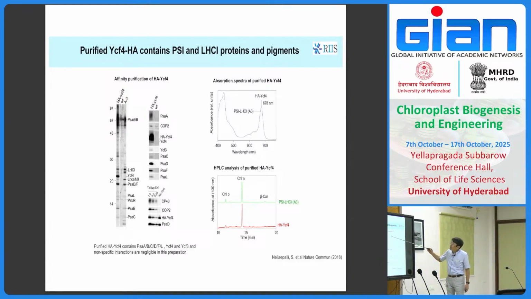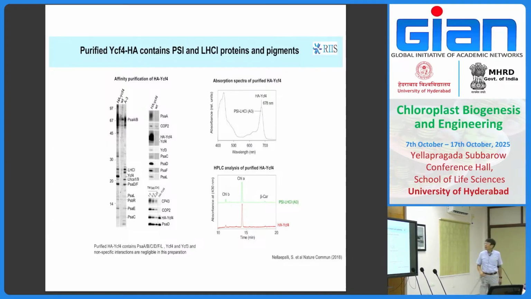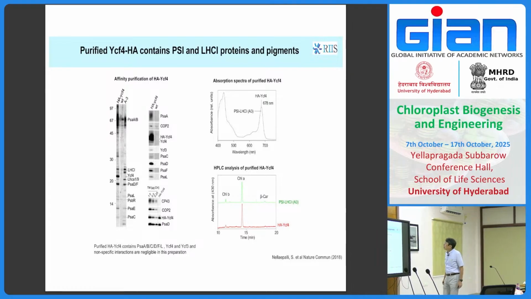And also the peak of the red region is 678 nanometers. This is the typical absorption peak of photosystem 1. Photosystem 2 is 670 nanometers, so this is not PS2. LHC1 or 2 is also a little bit shorter. So this is the typical PS1. The chlorophyll present in this preparation is derived from the PS1 complex.